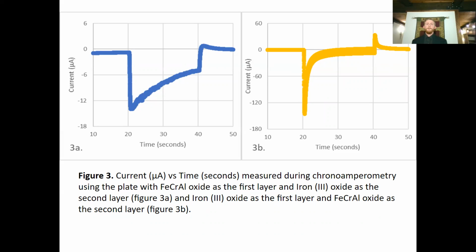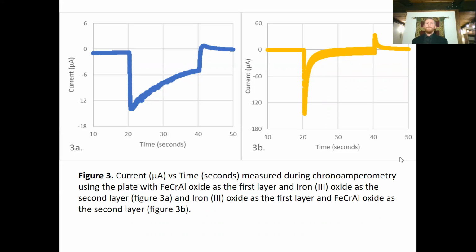When illuminated, the plates consistently yielded lower short circuit current values than when in dark conditions. The data represented by figure 3A agrees with figure 2. However, the data present in figure 3B does not agree with its counterpart in figure 2, and this was an unexpected result. The yellow data set measured using the plate with the iron oxide layer deposited first was expected to yield current in the positive direction. We are conducting further studies to elucidate the cause of this unexpected result.